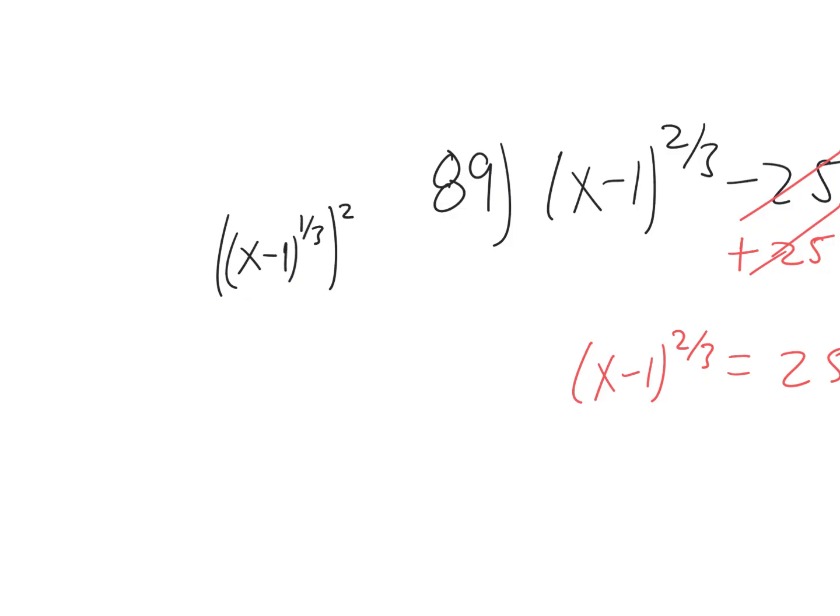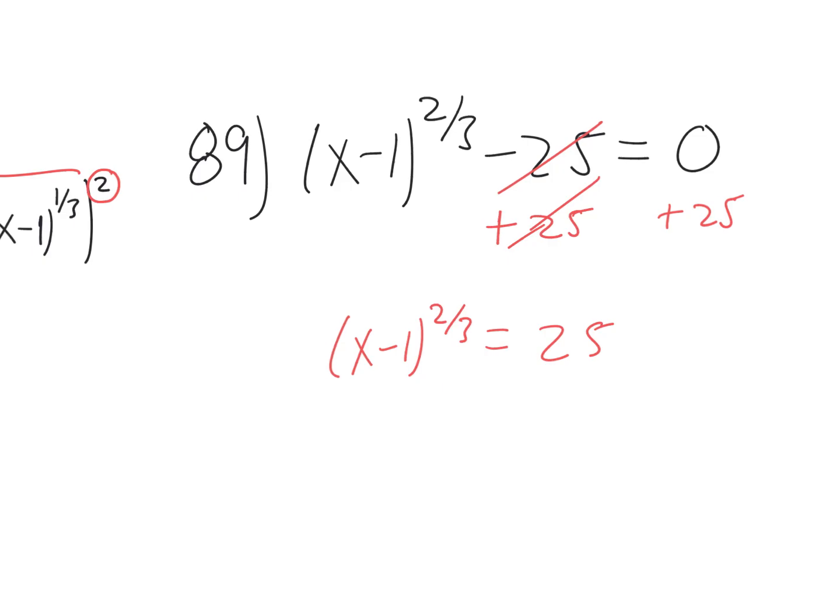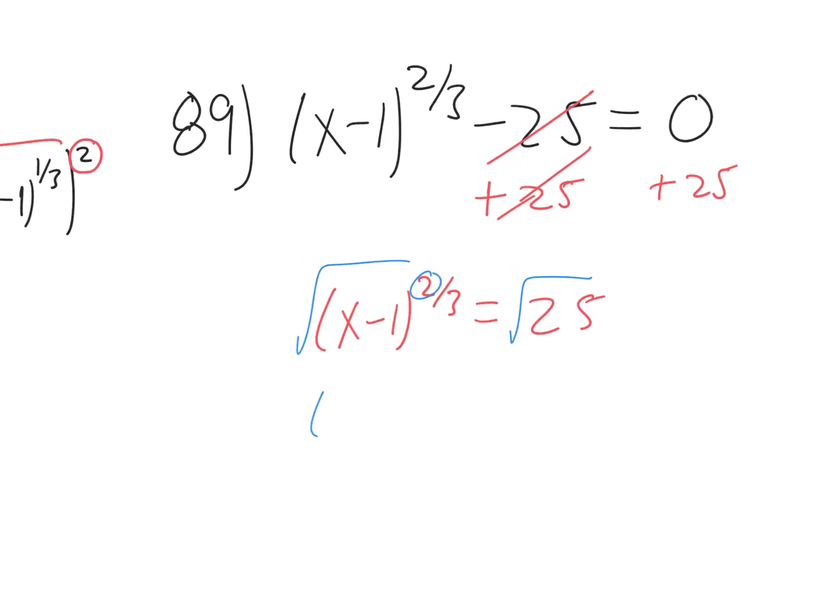So now we can see that there's something on the outside that we can get rid of by a square root, and that's the square. So from here, I would square root both sides of this equation just to get rid of this exponent on top, the number on top of the 3. And then doing that, we're going to get x minus 1 to the, now this becomes a 1/3, equals plus or minus 5.